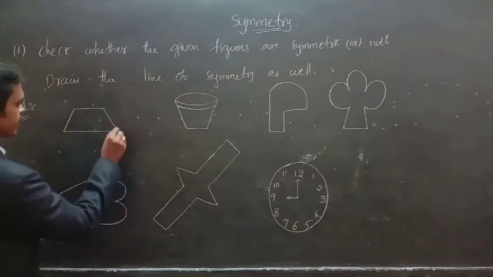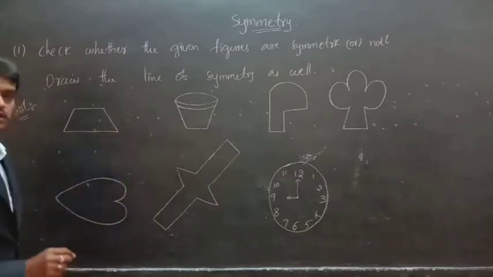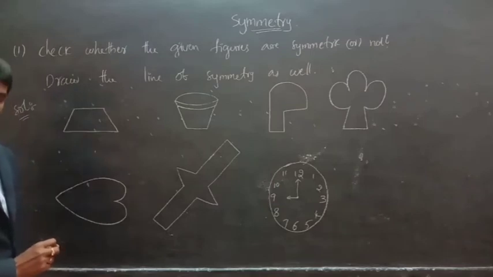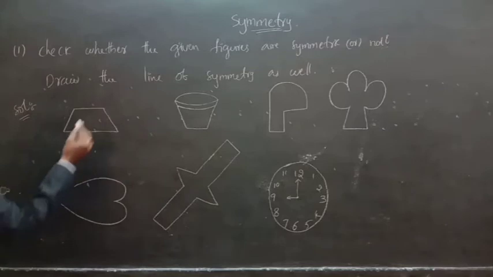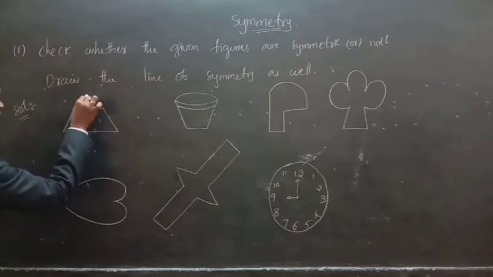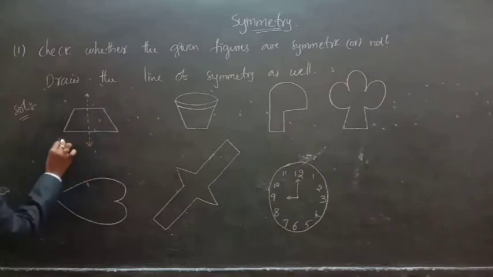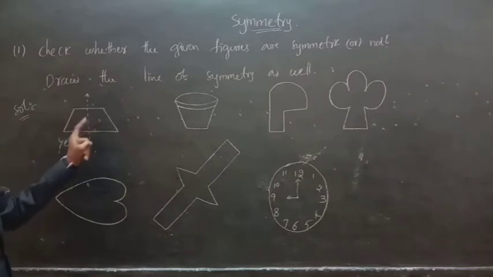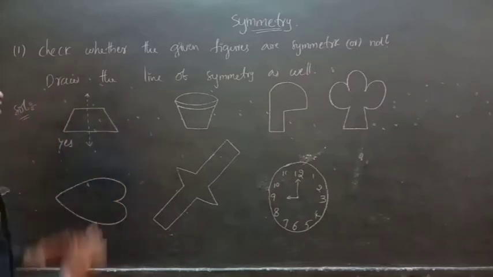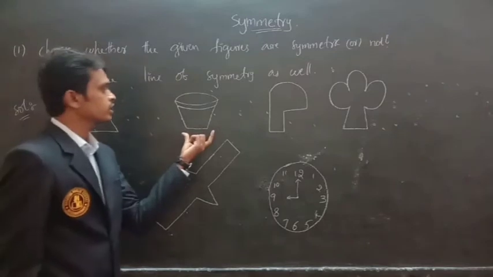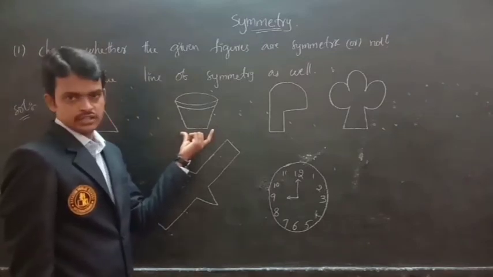So what is this? Trapezium. Yes, this is a trapezium. A trapezium is a symmetrical figure. Like this, we can draw a line of symmetry, so that the two parts are equal. Next, this is a bucket.